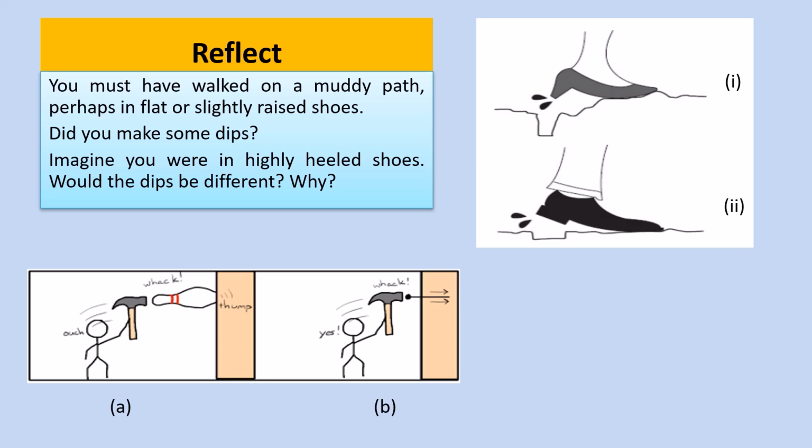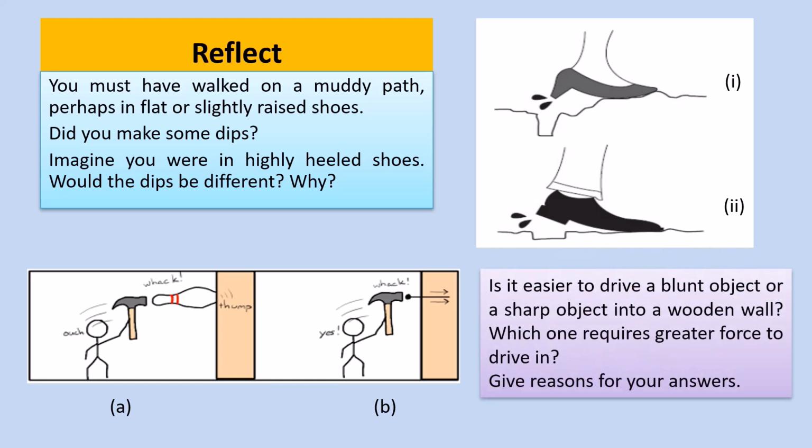It's like one of the objects is getting in very easily, and the other one is not getting in very easily. So the reflection here is: is it easier to drive a blunt object or a sharp object into a wooden wall? Which one requires greater force to drive in, between A and B? Give reasons for your answers.